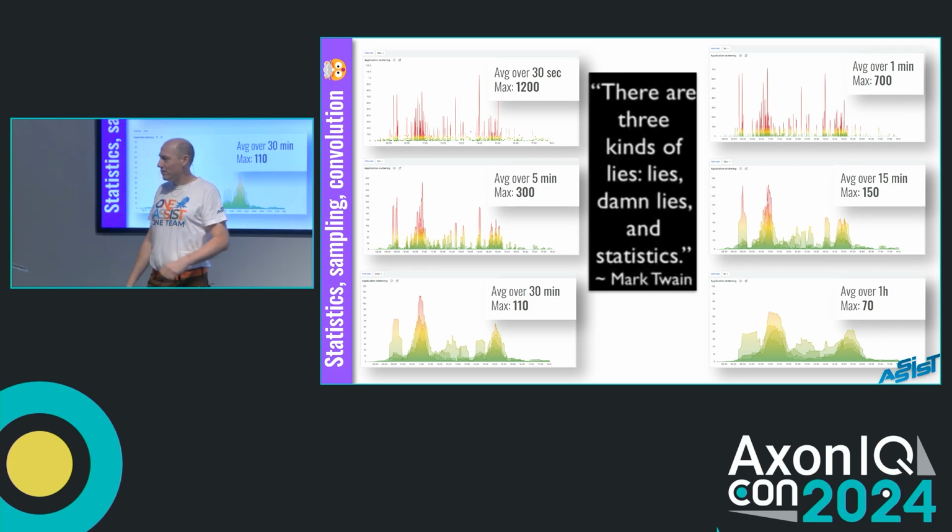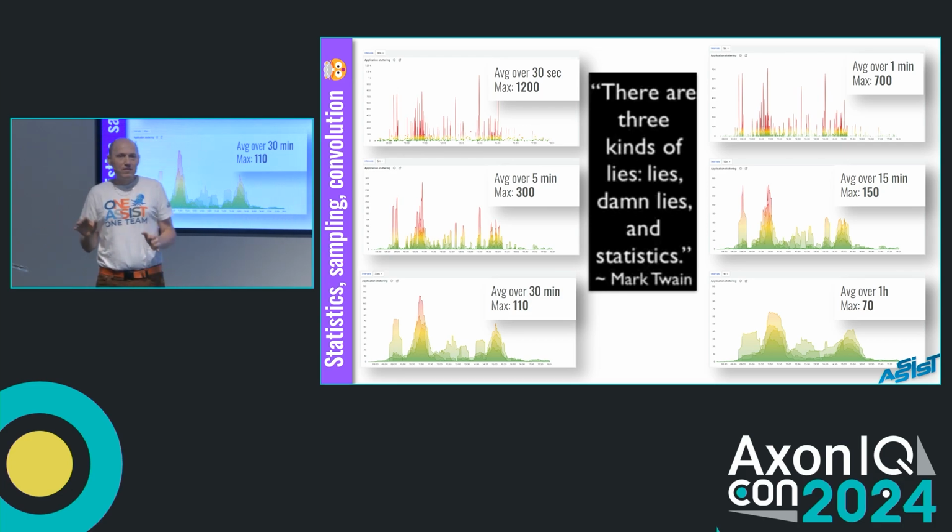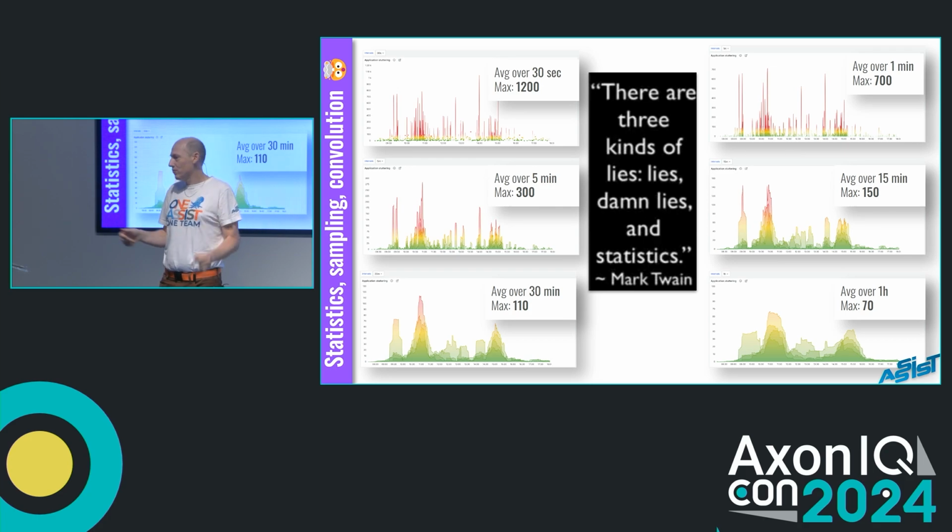And, you know, this famous quote from Mark Twain: there are three kinds of lies: lies, damn lies, and statistics. Yeah, he was right. So, did I somehow convince you that the longer the time you use for averaging, the lower the value is?